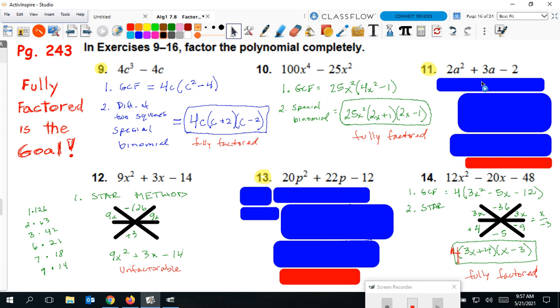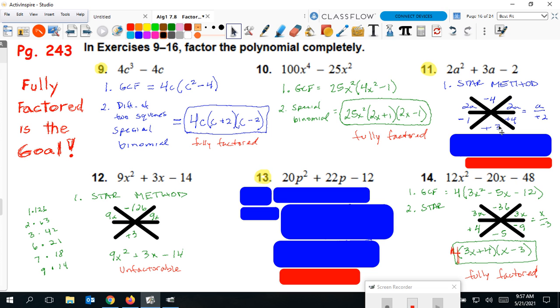Number 11. This one I don't see a GCF, so we're just going to be using the star method. That's how we would do this one. 2 times negative 2 is negative 4 on top with a positive 3 on the bottom. The way this begins is 2a on the top of each side. Two numbers that multiply to give me 4 and subtract to give me 3 would be a 4 and a 1. They are different signs. The bigger one, 4, is going to be positive from the 3, which means 1 is negative.